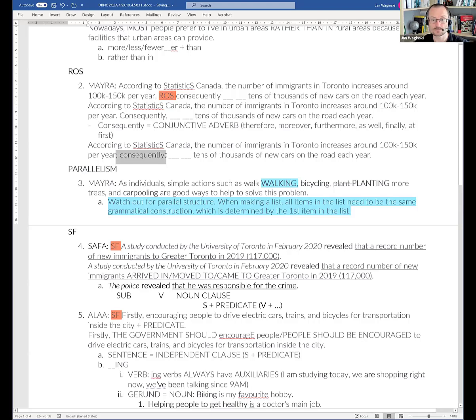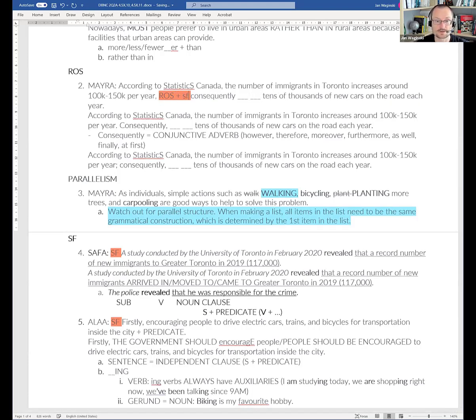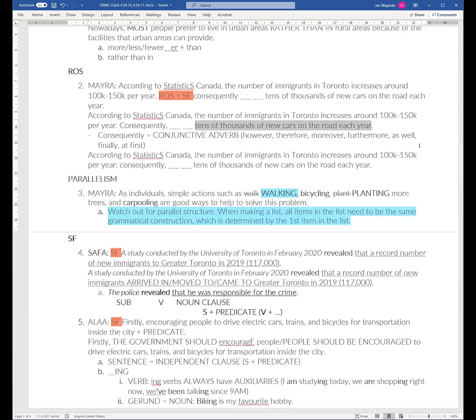If you have a conjunctive adverb, actually we forgot the most common one is probably however. Put a semicolon, conjunctive adverb, comma, but we're still missing something here because the second part of the sentence, I really should have put ROS plus SF because it's really both of these issues here. Double trouble. Tens of thousands of new cars on the road each year. Is there a verb in here? No. So how do we fix that part? Where should I put the R? New cars are on. Very nice.